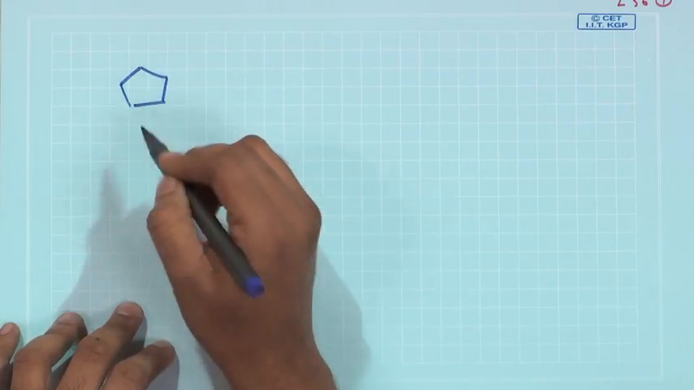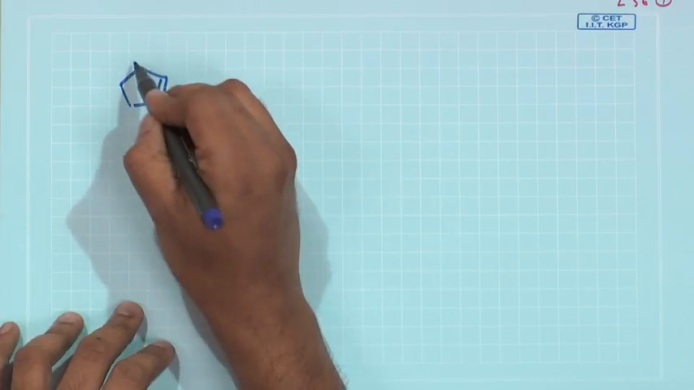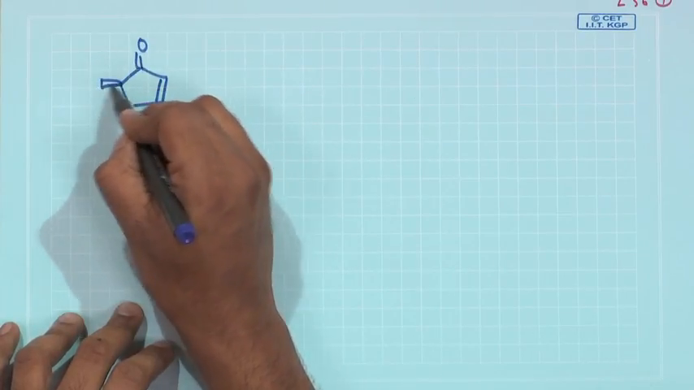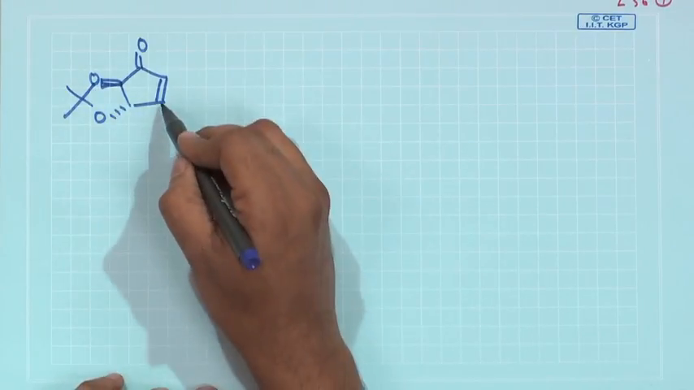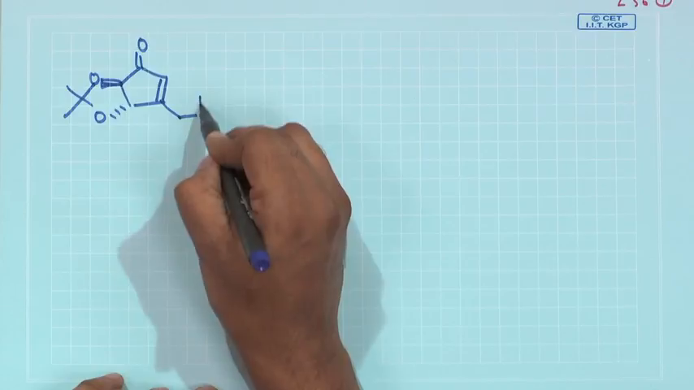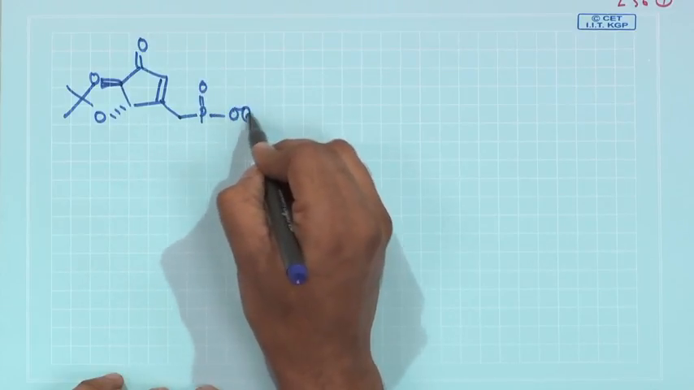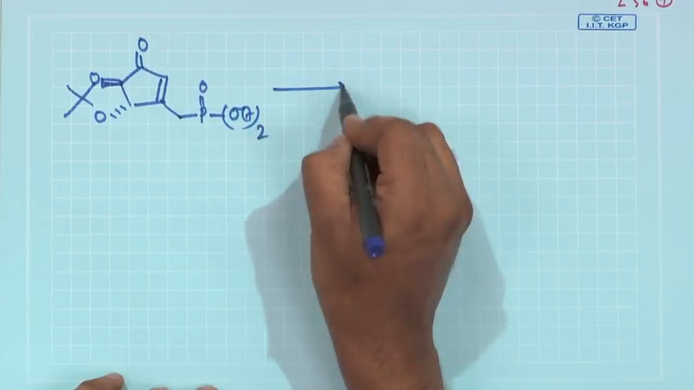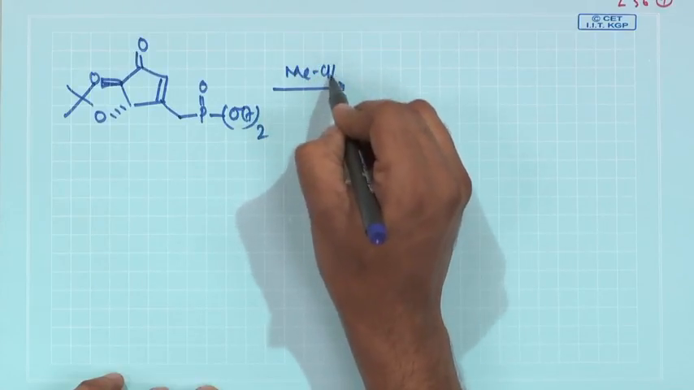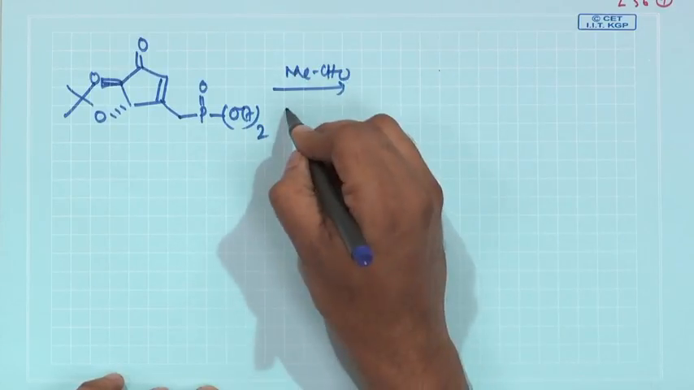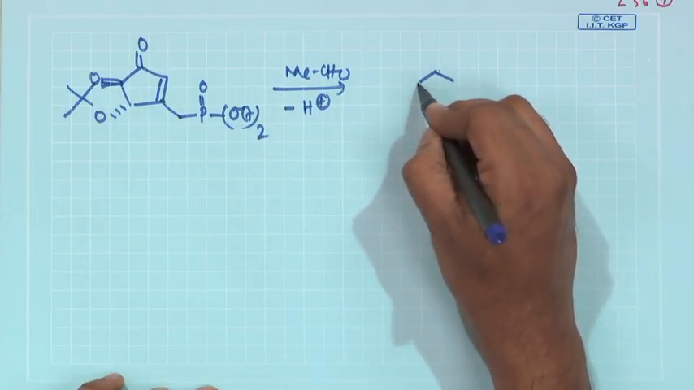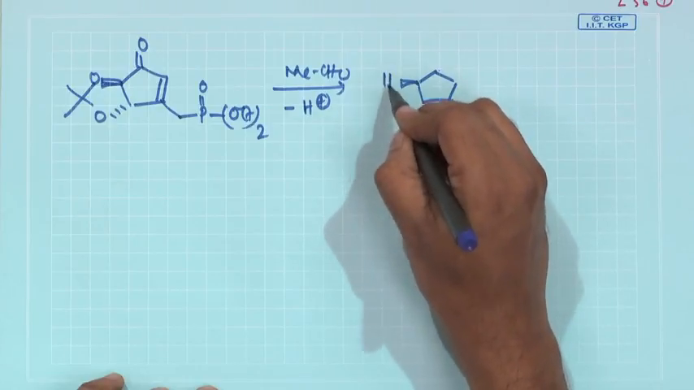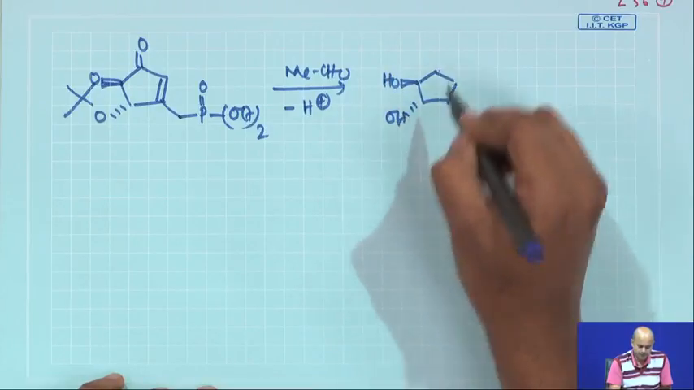Now, we again draw the cyclopentene compound which we got by intramolecular Horner-Wadsworth-Emmons reaction, and then you can complete the synthesis if you simply react with acetaldehyde, followed by H plus treatment to remove this acetonide. You can basically get your target natural product, which is pterine.